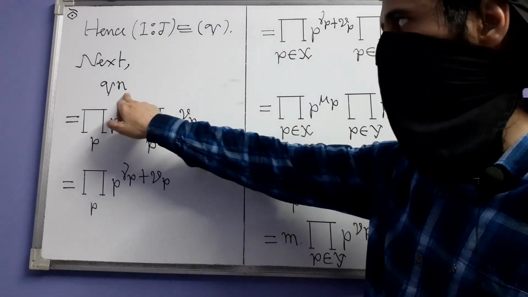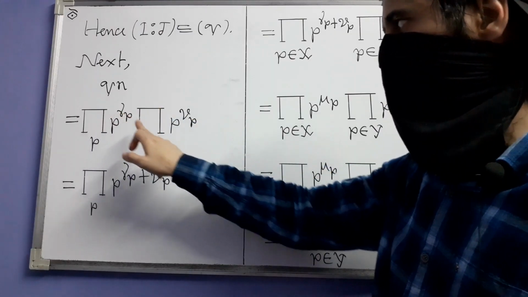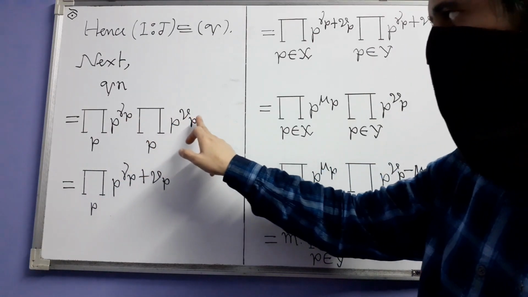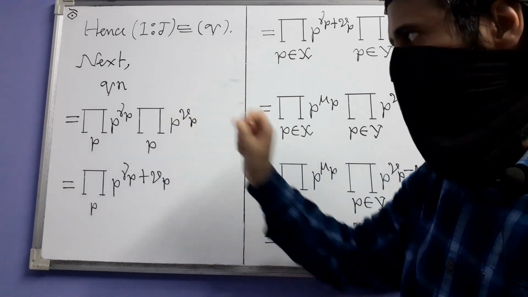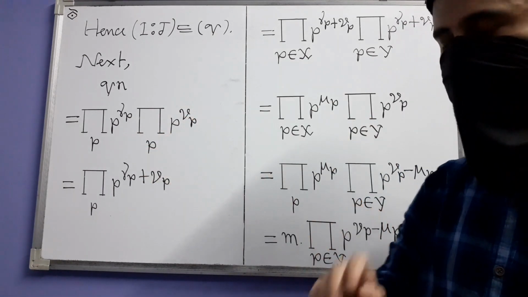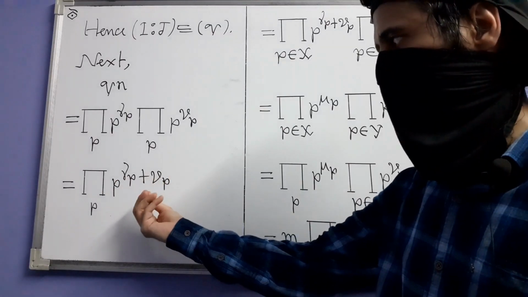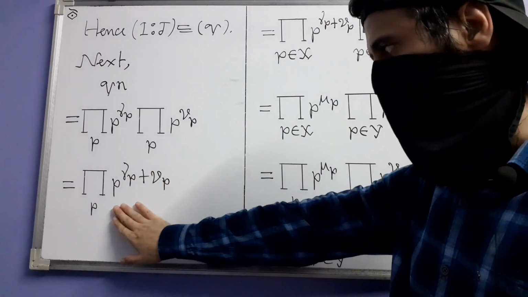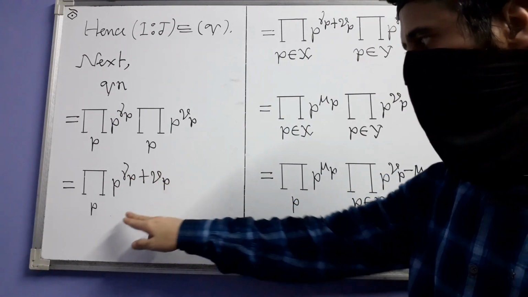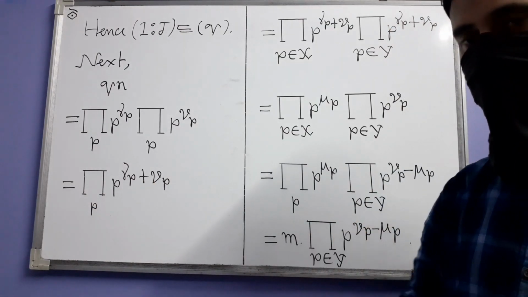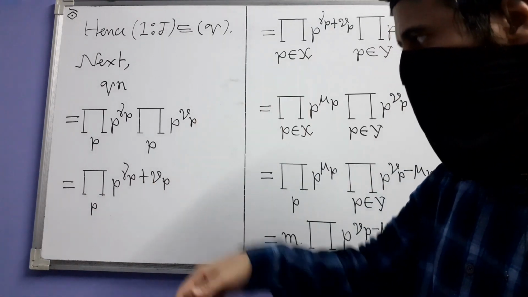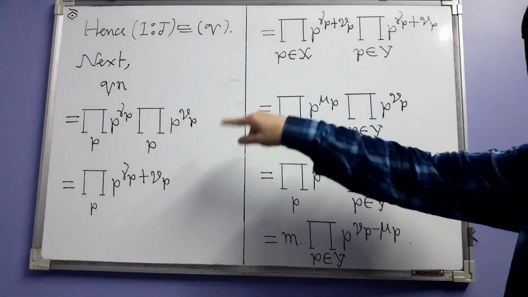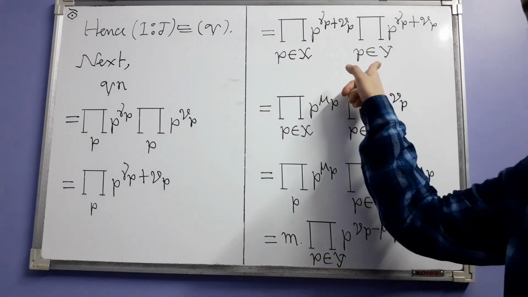So for that we consider this product qn, and then we write the prime factorizations of q and n. This one has the exponents gamma p and this one has the exponents nu p, and both the products vary over the entire set of primes. And then we can combine them using the rules of exponents. And again, I am reminding you that we do not have to worry about the product being an infinite product, strictly speaking, because ultimately only finitely many primes are involved. Next, we split this product into two parts based on our sets x and y.